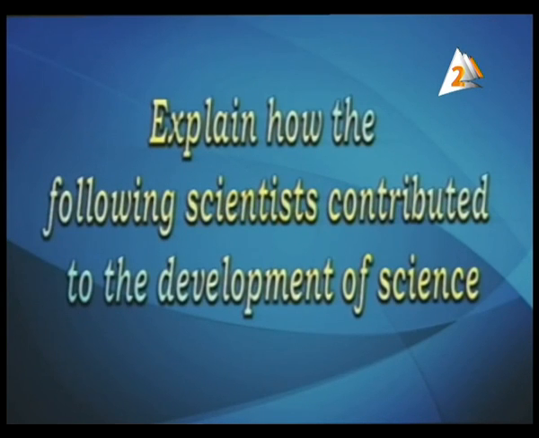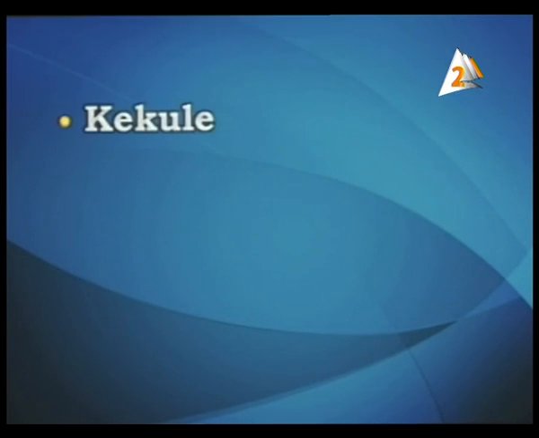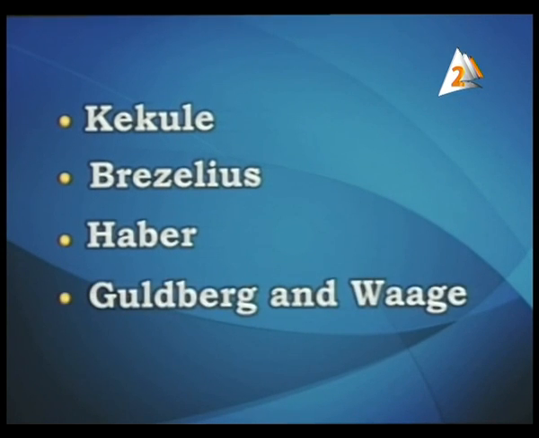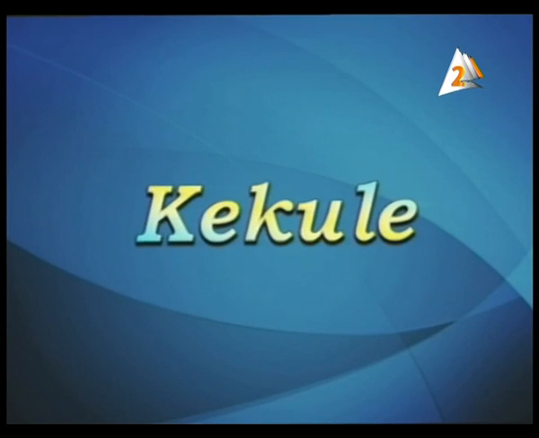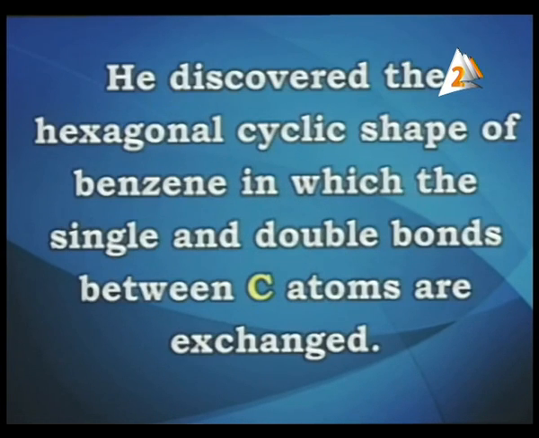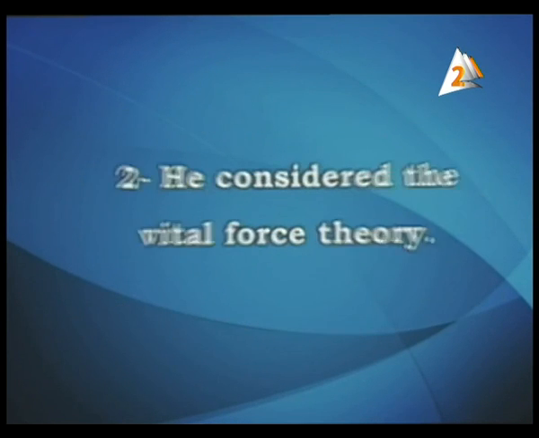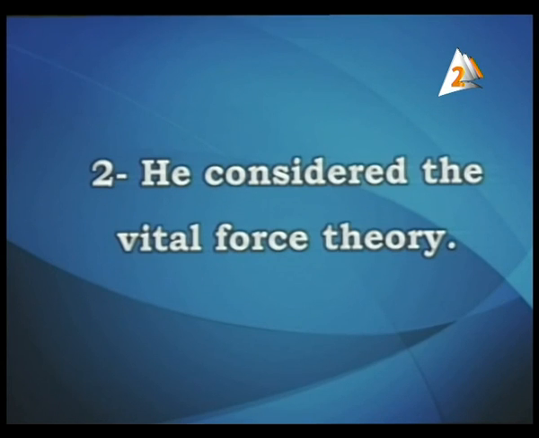Next type of question. Explain how the following scientists contributed to the development of science: Kekule, Berzelius, Haber, and Goldberg and Waage. Kekule discovered the hexagonal cyclic shape of benzene, in which the single and double bonds between carbon atoms are exchanged. Berzelius classified the chemical compounds into organic and inorganic compounds, and he also considered the vital forces theory.